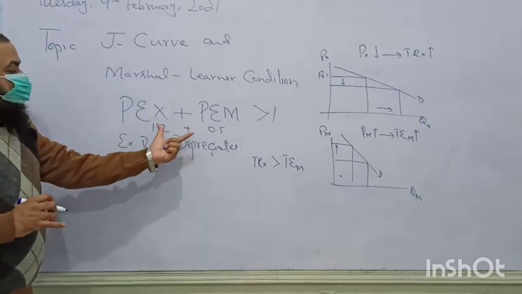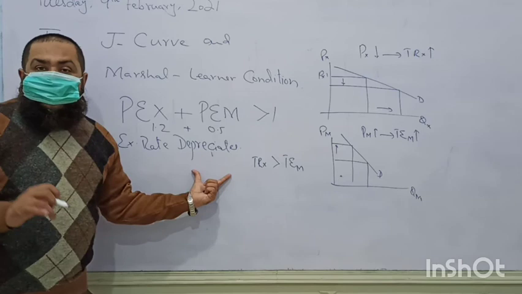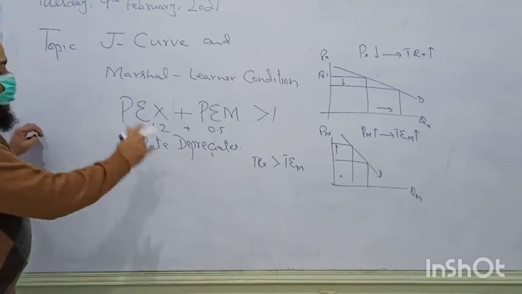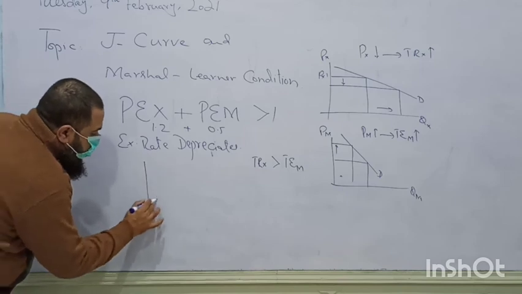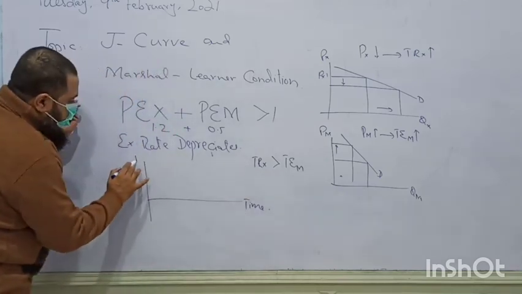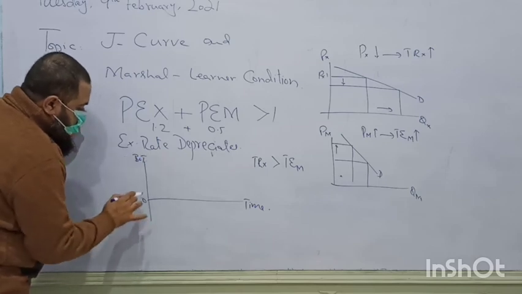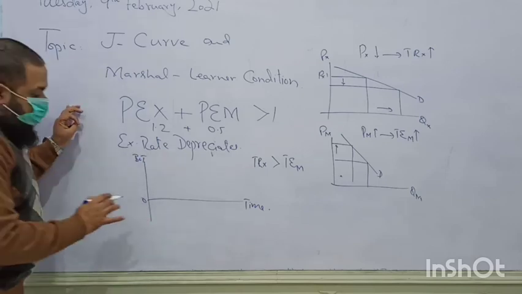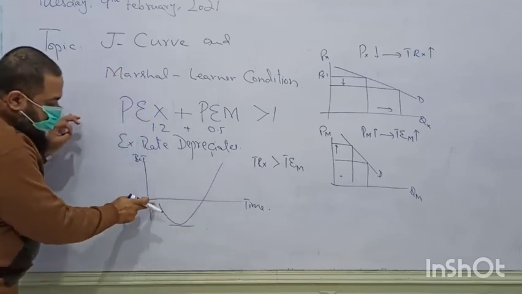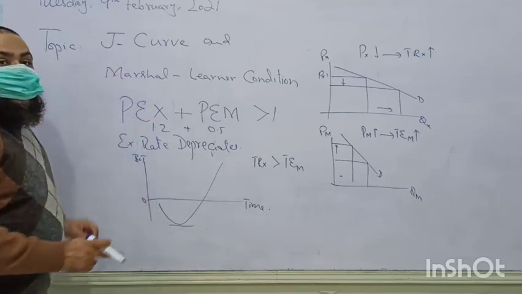Then, if this condition is fulfilled, then depreciation of exchange rate will help the country to be out of the deficit. So this can be represented by the J curve. Here I am taking time and here I am taking balance of trade. This is the 0 point. First of all, a country is facing a deficit. This deficit is rising.